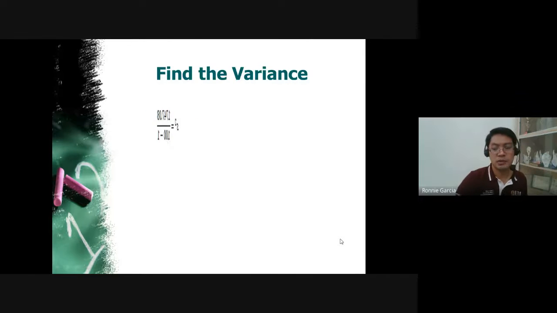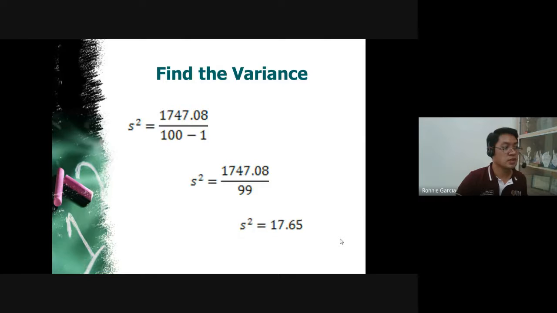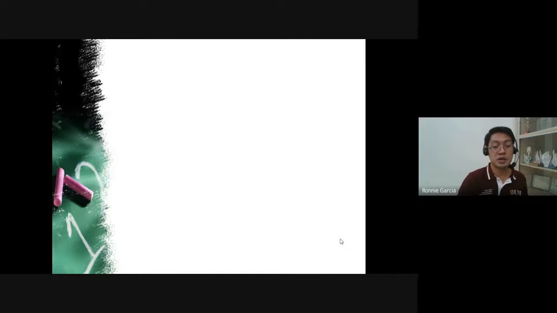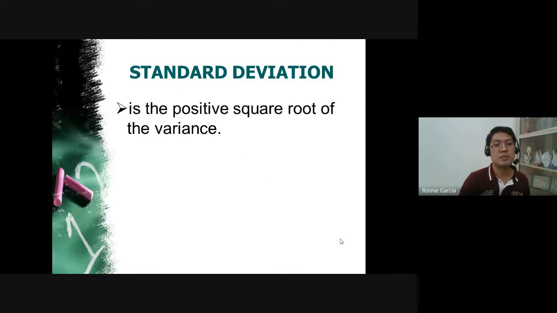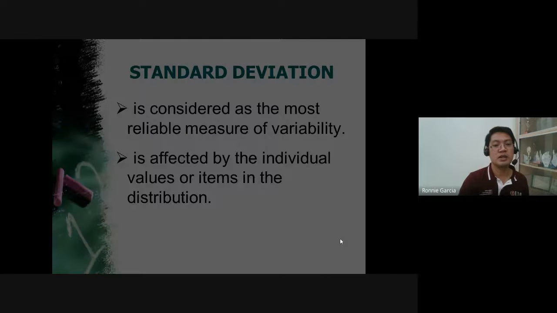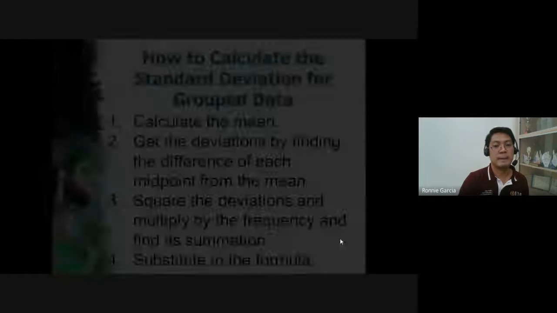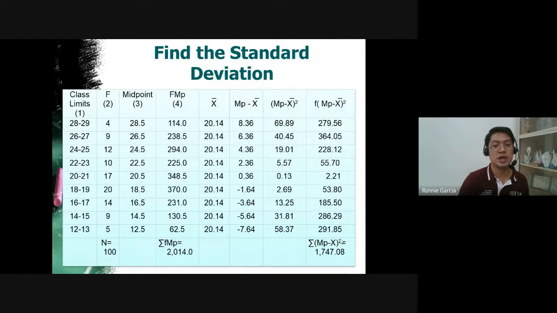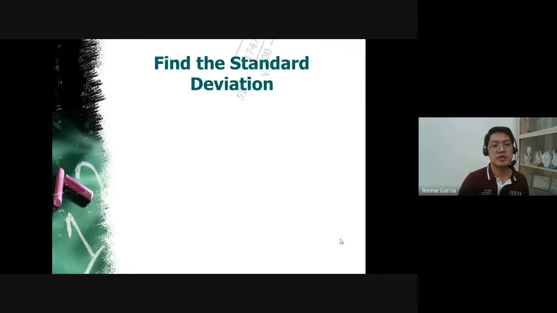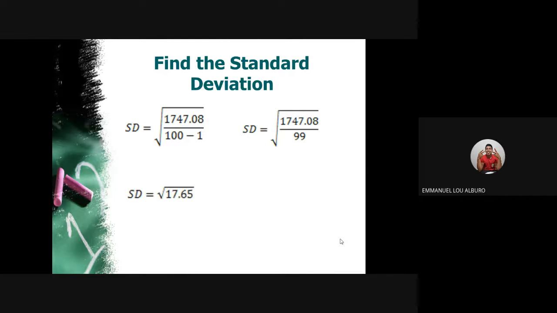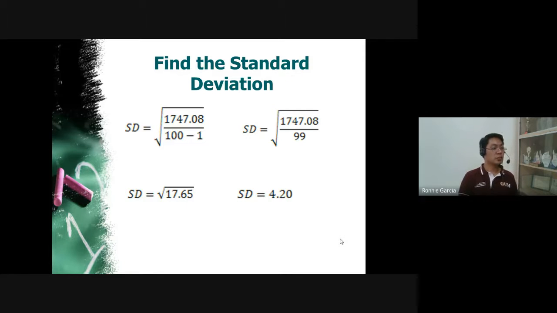Another student raised a hand earlier who seemed to want to solve. 17.65 is the answer for the variance. Now, what is the standard deviation? It's very easy. Since we have 17.65, just take the square root. The standard deviation is the positive square root of the variance. That is the definition of standard deviation. So, what is the square root of 17.65? 4.18, sir. 4.20 if you round it off to two decimal places. Very good.